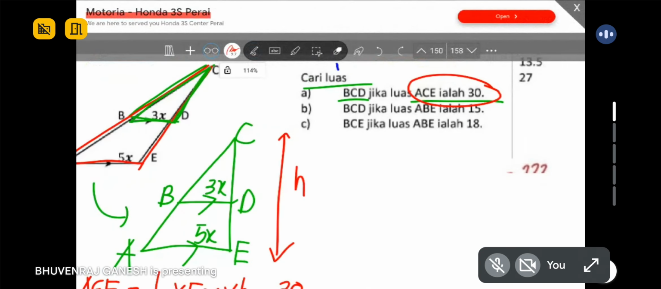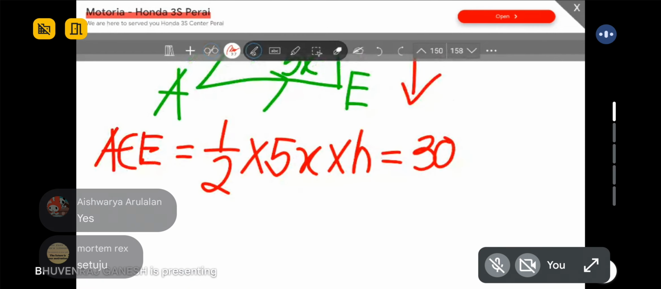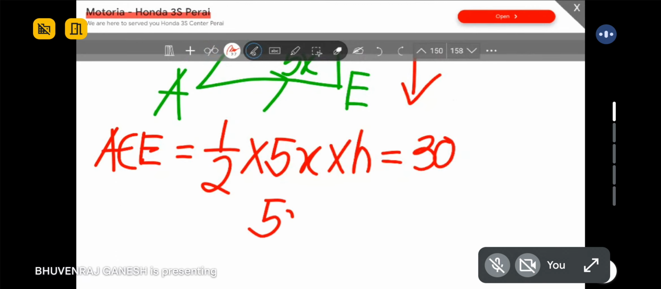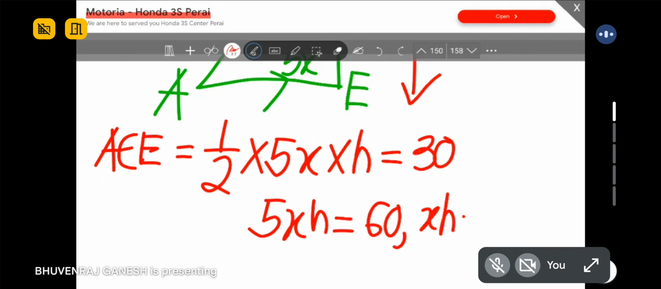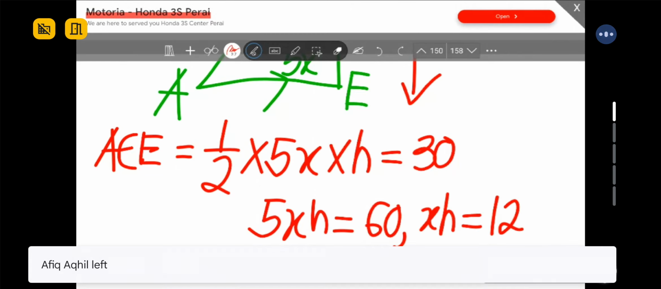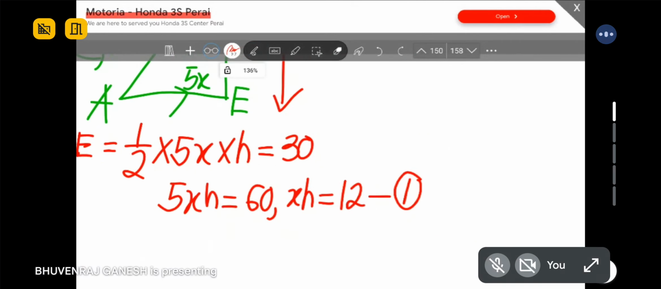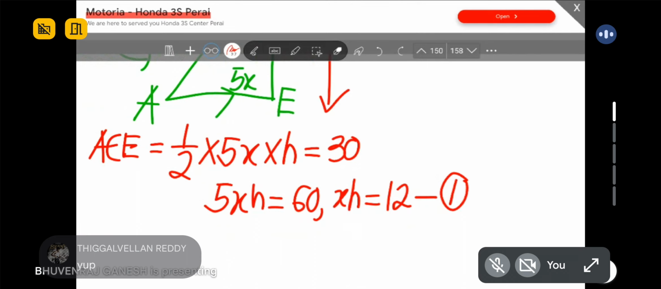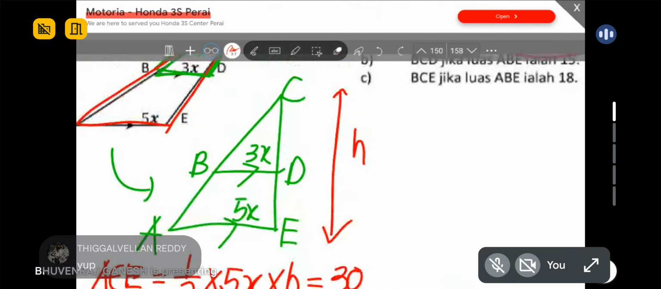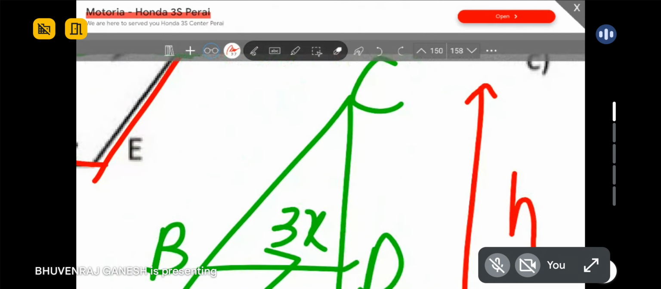Okay, so from here, right, guys, you will actually get 5xh is equal to 60. So that means xh is equal to 12. This one agree? Setuju? So this is my first equation, guys. Persamaan pertama.